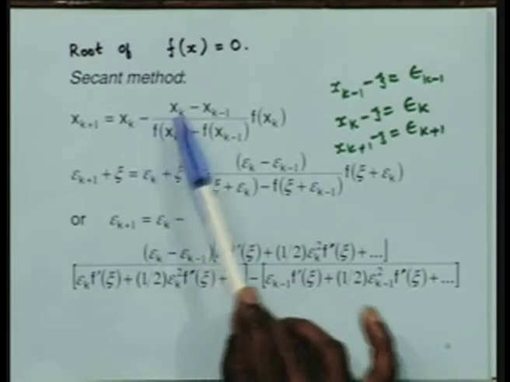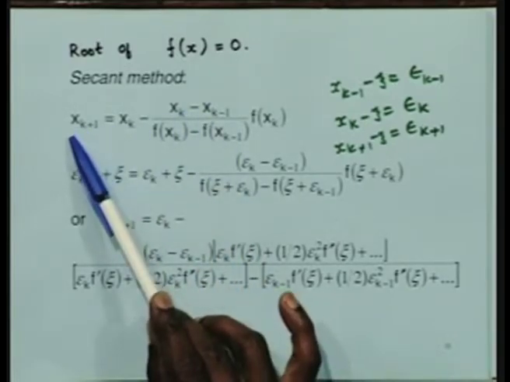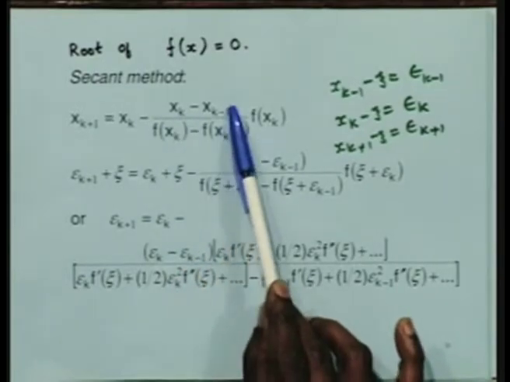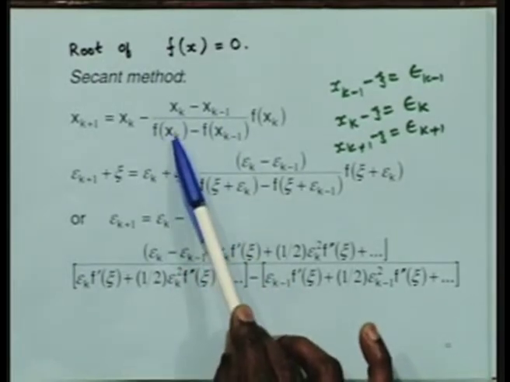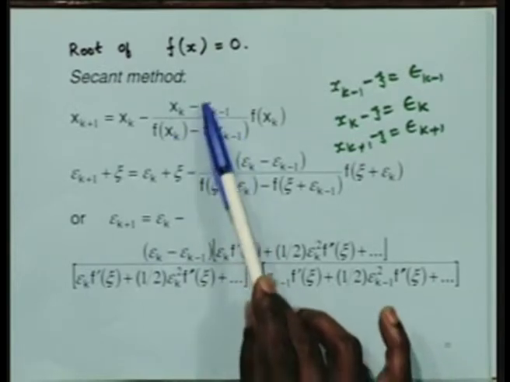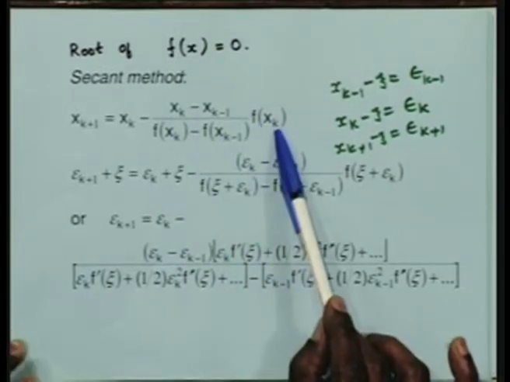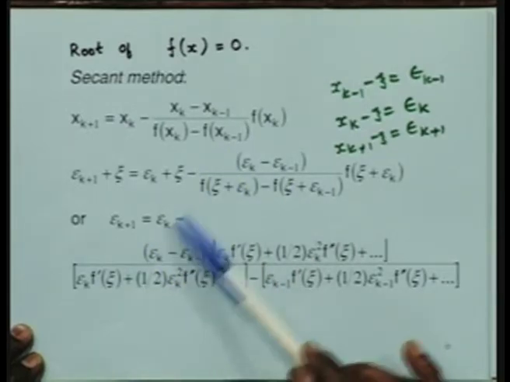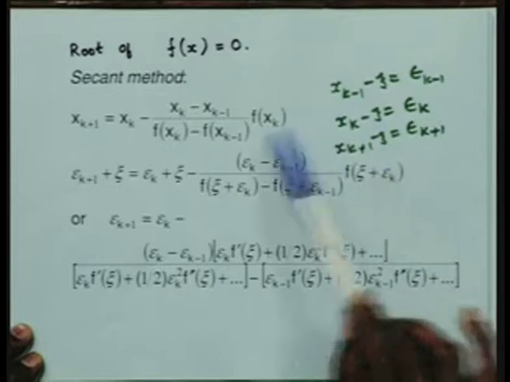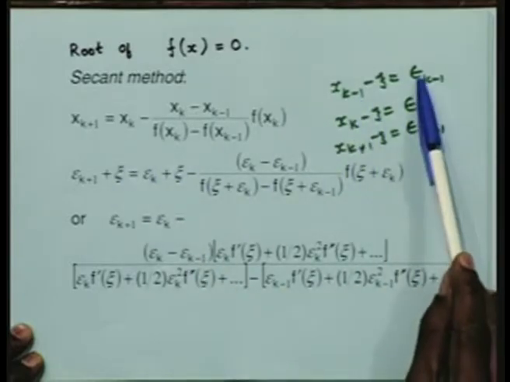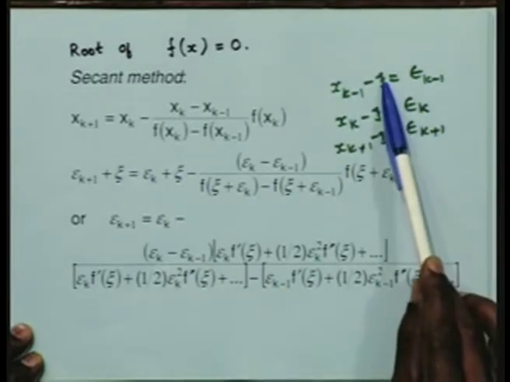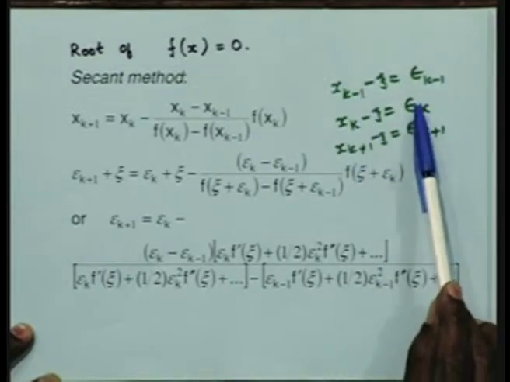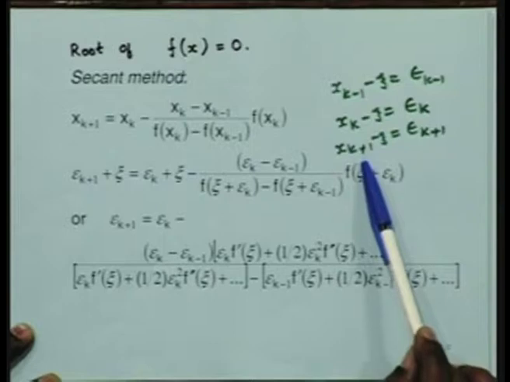Based on that we are using the formula x_{k+1} = x_k minus x_k minus x_{k-1}, in the denominator we have f(x_k) minus f(x_{k-1}). This factor is multiplied by f(x_k). Then in order to obtain the convergence rate, we are substituting for the errors in the solution, as epsilon_{k-1}, the difference between the exact solution and the estimate x_{k-1}. Similarly epsilon_k and epsilon_{k+1} were defined.